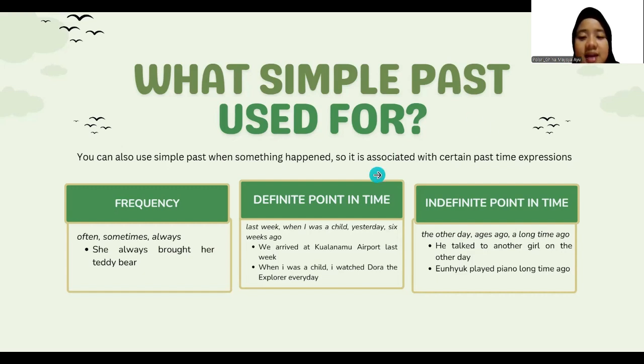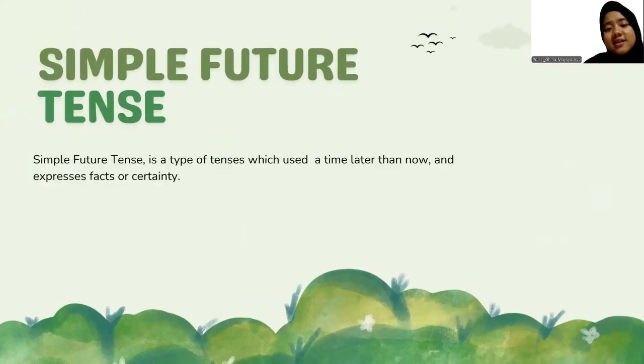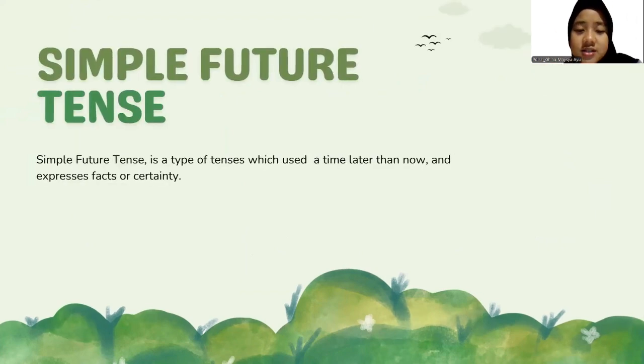Now, let's hop onto the simple future tense. Okay, so simple future tense. What is simple future tense? Simple future tense is a type of tense which uses a time later than now. So it happens in the future, not now or not in the past, but in the future.